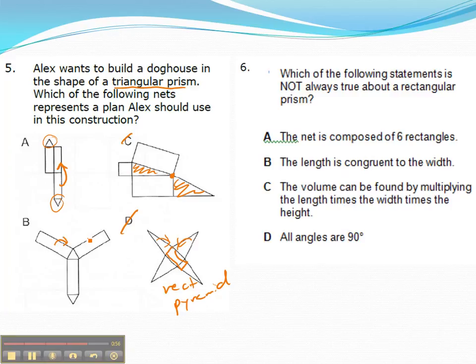If we fold these faces up, then this triangle would fold over to close in the prism, and so answer choice B would work.